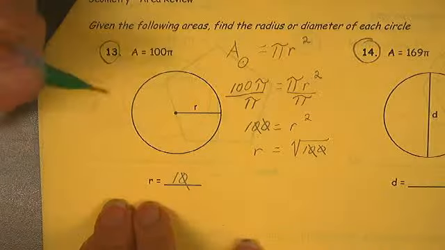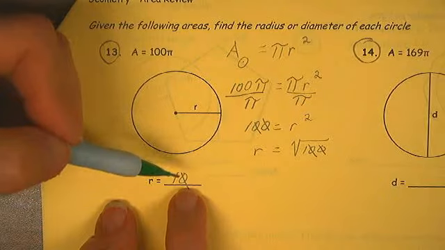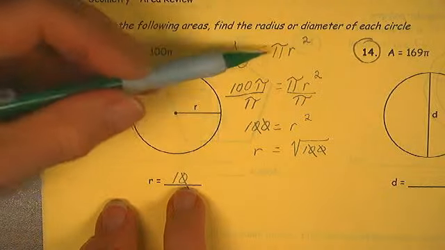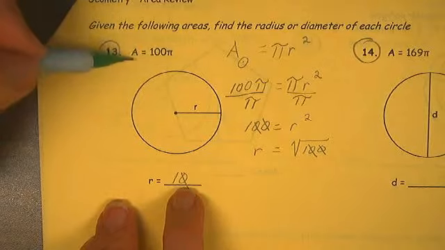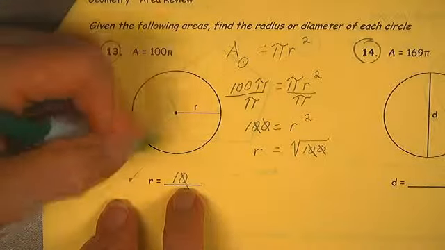How do I know I'm right? Well, let's see. 10 times 10 is 100. 100 times pi is 100 pi, which is my area, so I can prove I'm right.